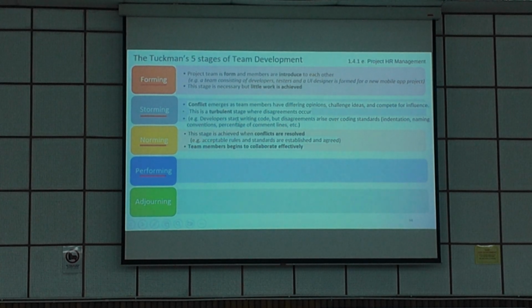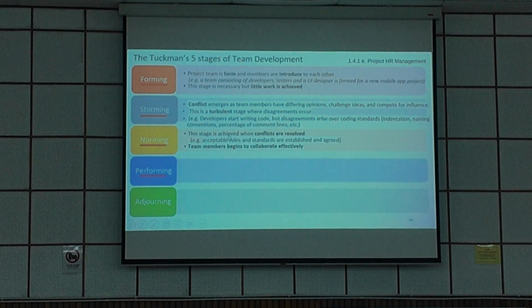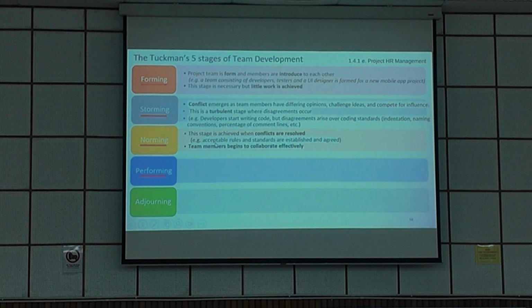Okay, stage 3 is norming. This stage is achieved when conflicts are resolved. So you can achieve the norming stage if conflicts are resolved. For example, accepted rules and standards are established and agreed, and team members begin to collaborate effectively.